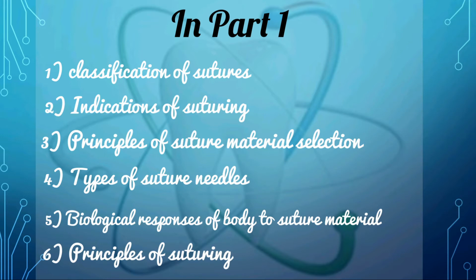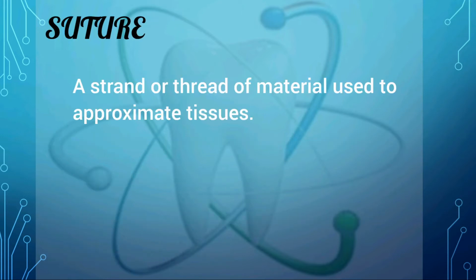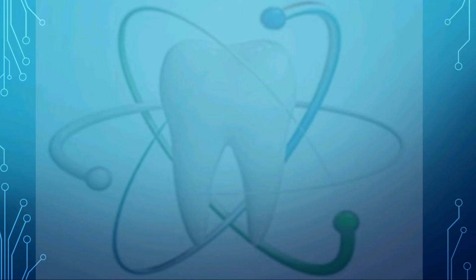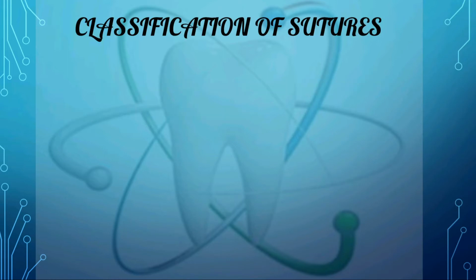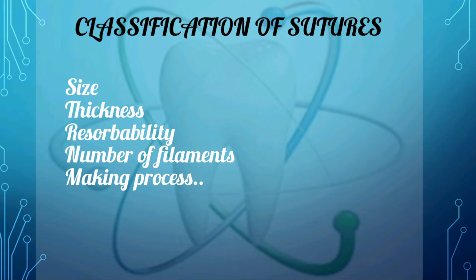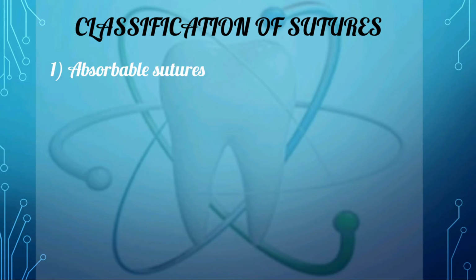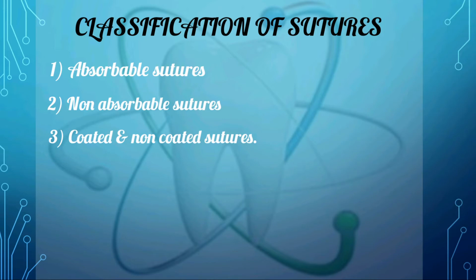So, coming into the topic, a suture is defined as a strand or thread of material used to approximate tissues. Let's go into the classification of sutures. The sutures can be broadly classified depending on their size, thickness, resorbability, number of filaments, making process, etc. into the following types: absorbable sutures, non-absorbable sutures, and coated and non-coated sutures. They are also classified based on the thread diameter.